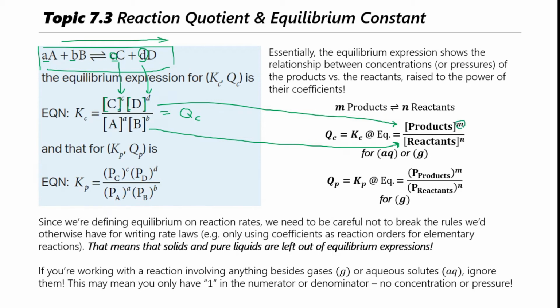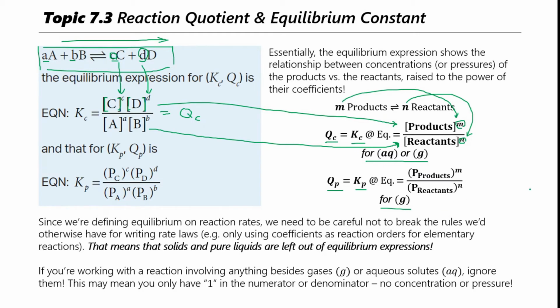Then we have, again, whatever our coefficient in the reaction equation is, that goes up on top as an exponent. In this case, I've got M for my products and N for my reactants. We call it big K if those concentrations or partial pressures are taking place at equilibrium, or we call it Q if it's just any time. We can use concentrations for aqueous stuff dissolved in water, or for gases, and we can also use partial pressure specifically for gases.